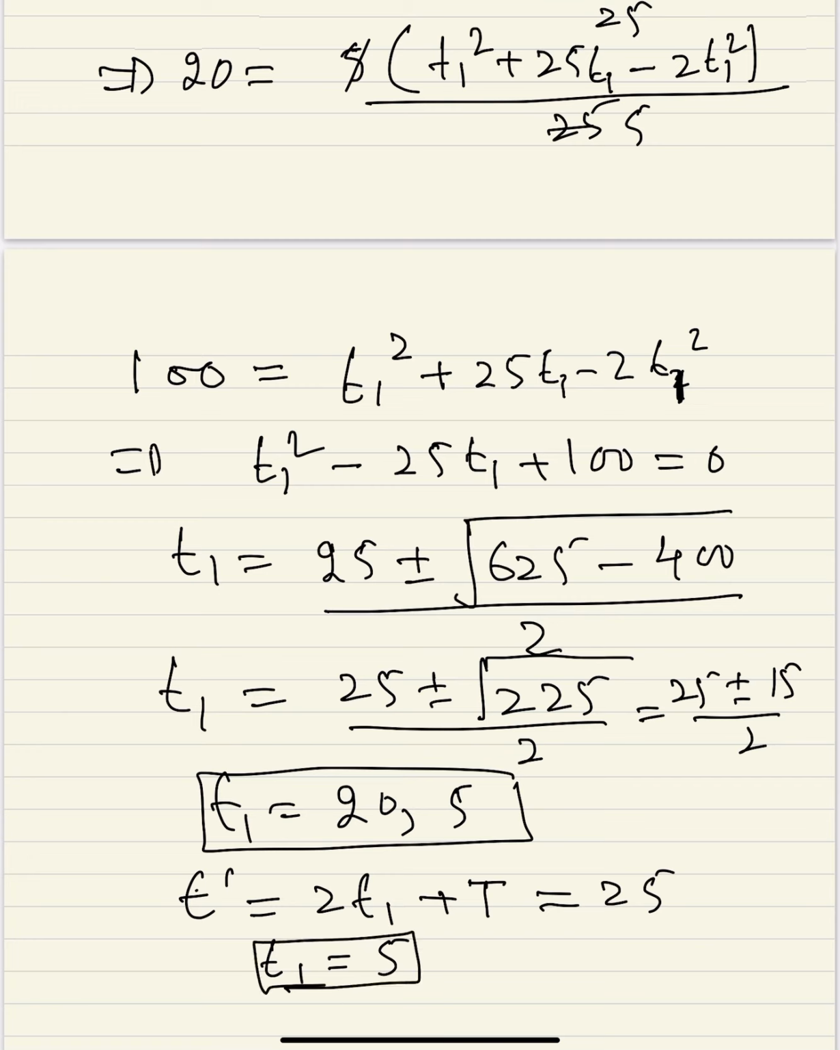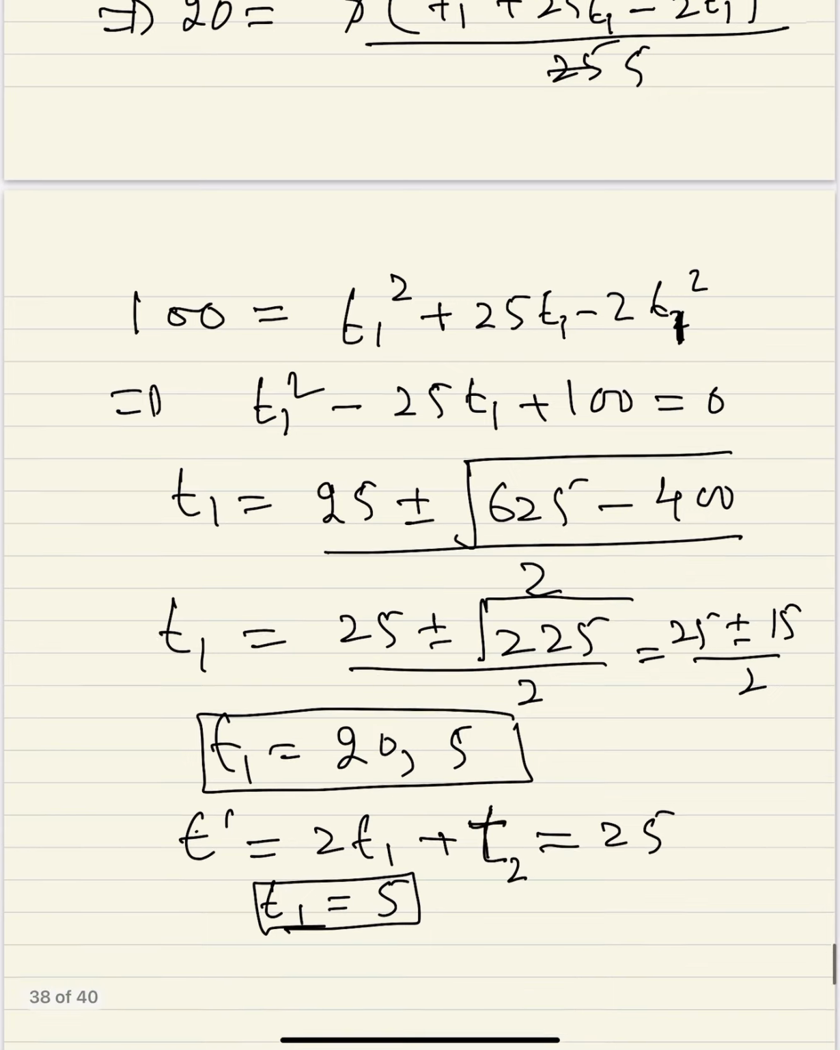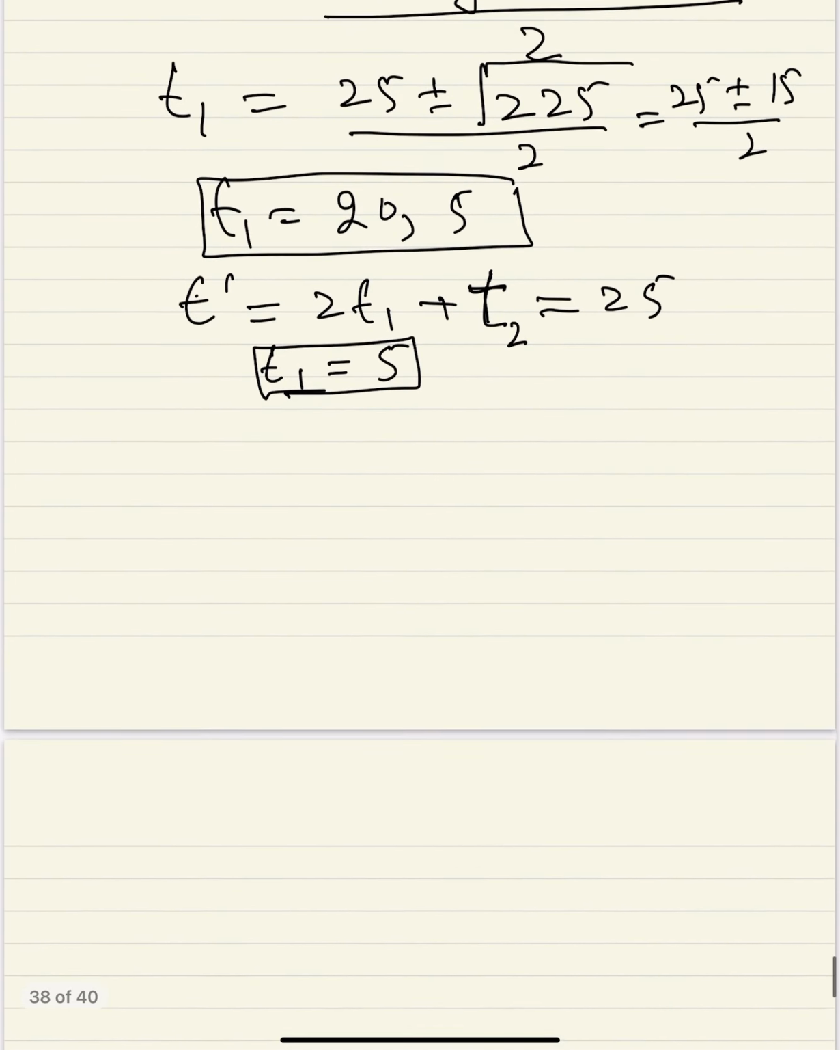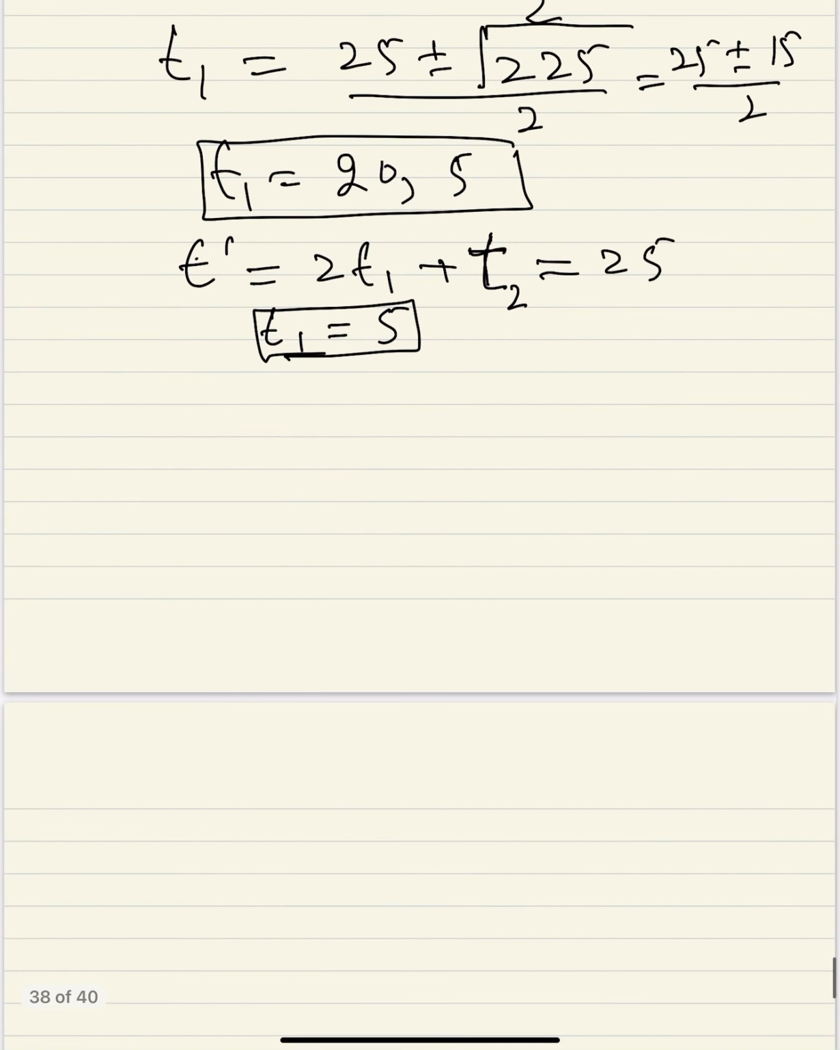So what is T2? Because T2 will have a negative value if we give T1 the value 20, we should not give T1 the value 20. We should give T1 the value 5, because then we get a positive value for T2, which is not possible with 20 in the given physical case.